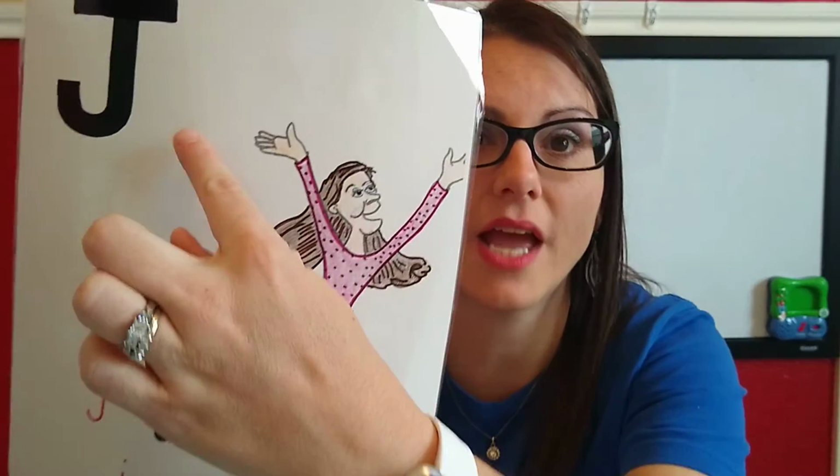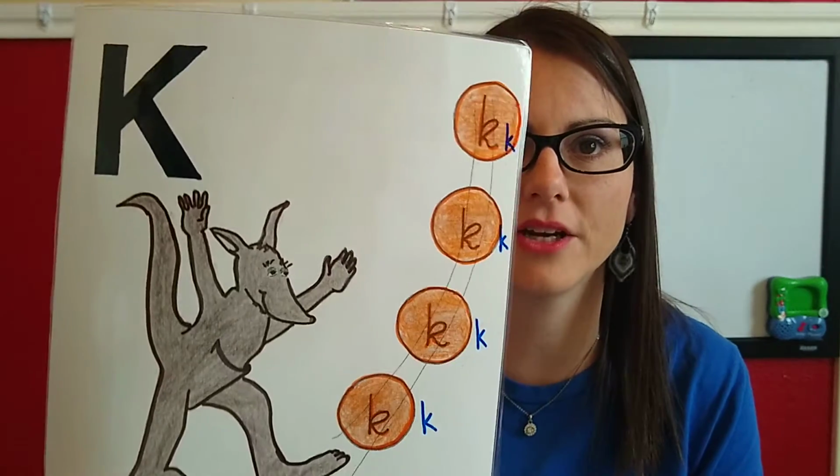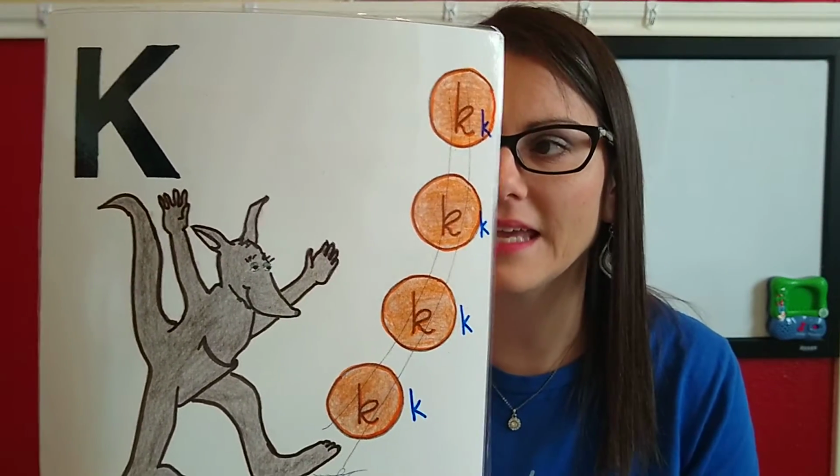J. Capital J and lowercase j. Okay. J says j, like jumping jacks, like she's doing. But I'm sitting down. You can stand up and do them. So here we go. J says j, j, j. Good job.